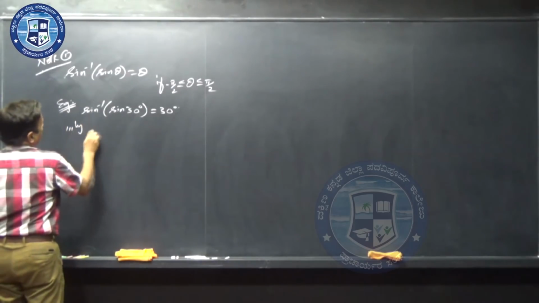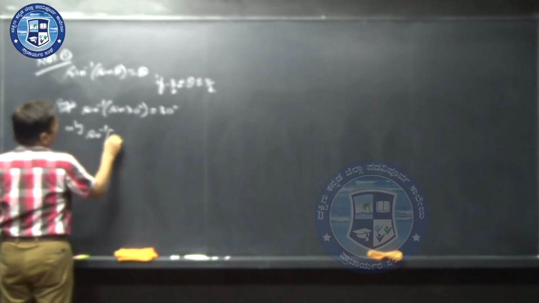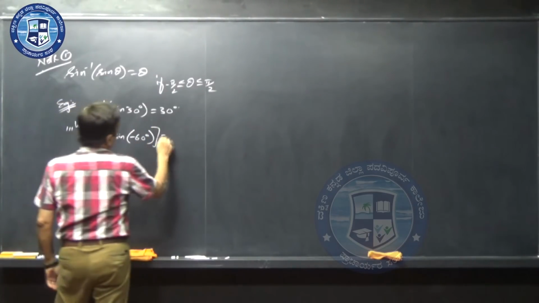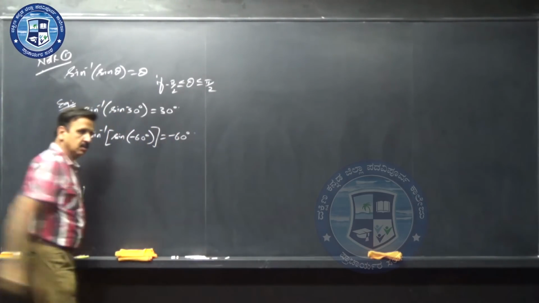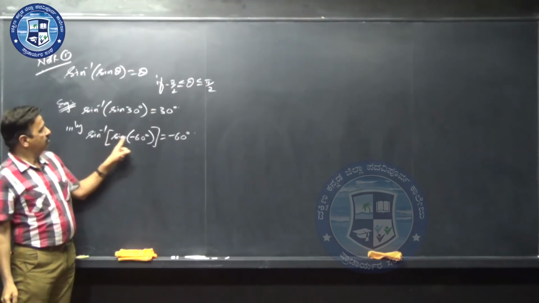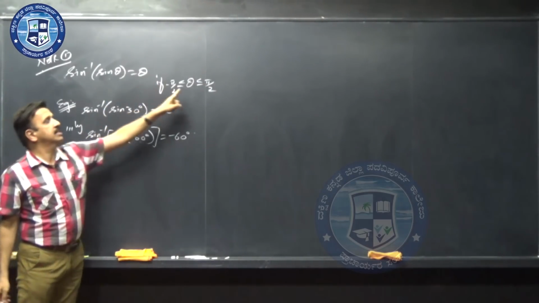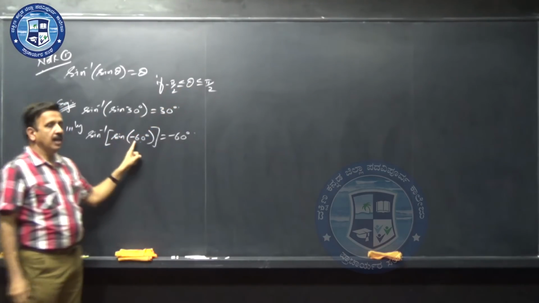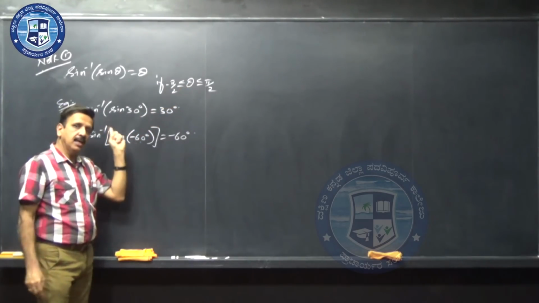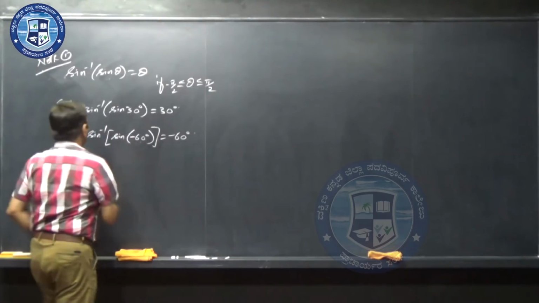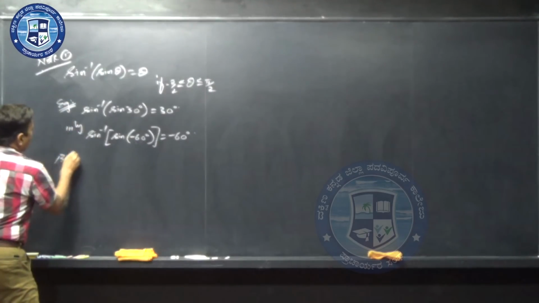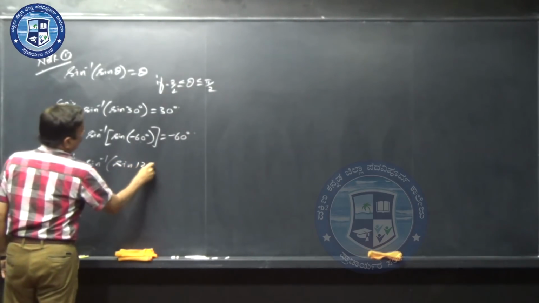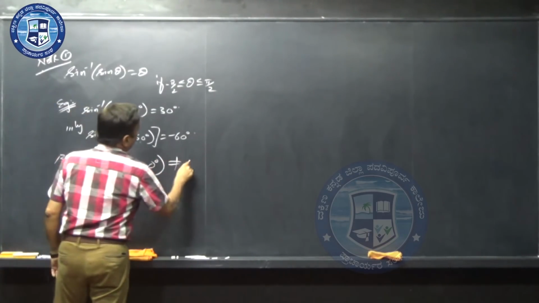Similarly, sine inverse of sine of minus 60 degree is equal to minus 60 degree, no doubt, because sine inverse of sine theta, in that theta must lie between minus 90 degree and plus 90 degree. Here minus 60 degree is between minus 90 and plus 90, yes. But look at this, sine inverse of sine 120 degree is not equal to 120 degree.